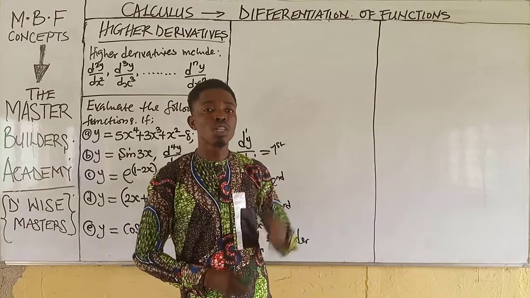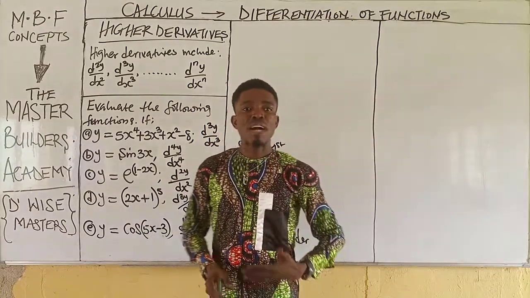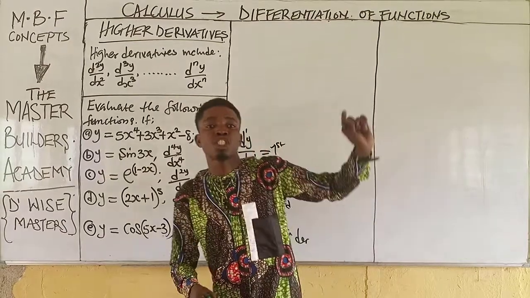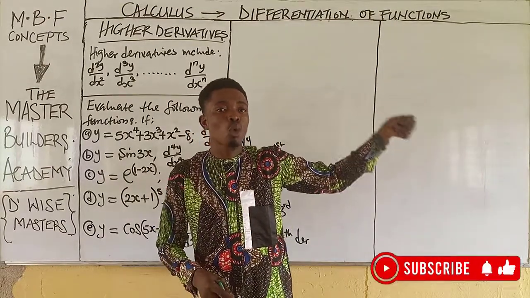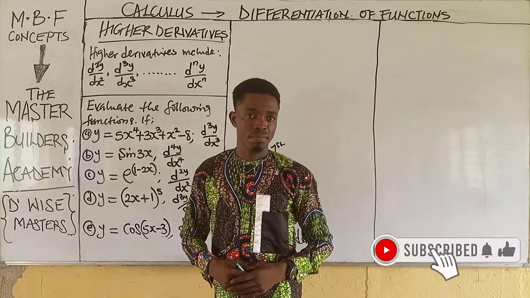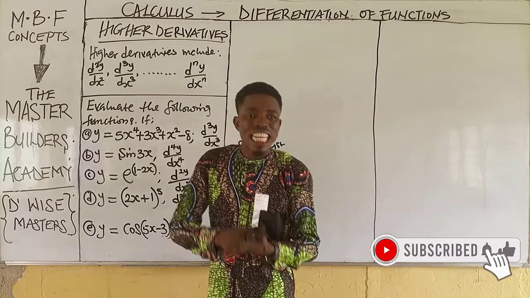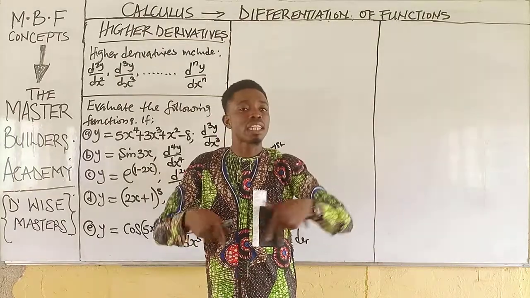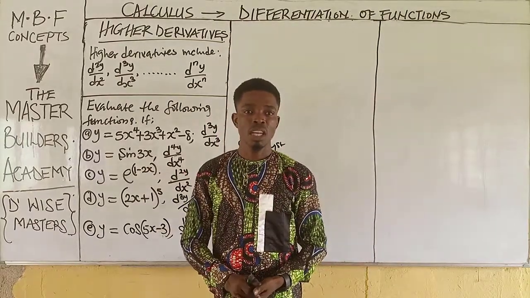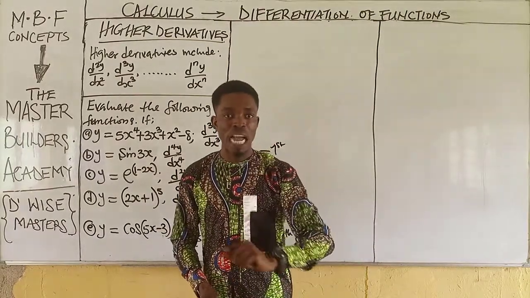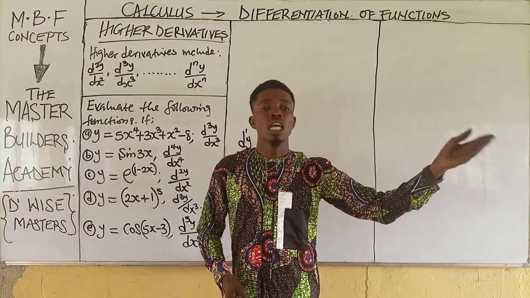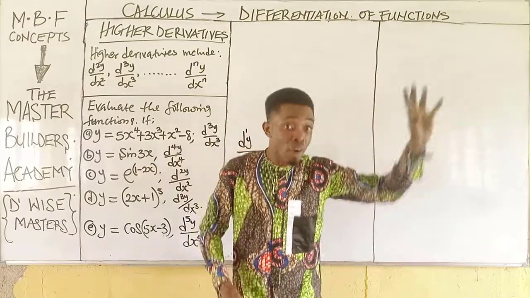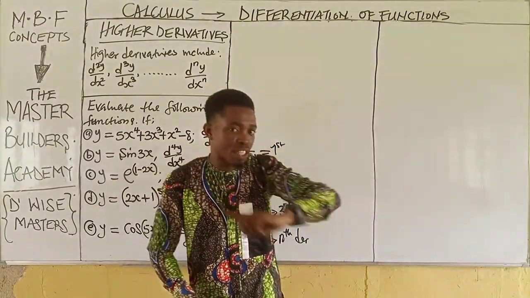Now, what else do you need to know? Understand that if I have the first derivative and want to obtain the second derivative, I will differentiate the previous derivative to get the current derivative. Listen carefully. To get the next derivative, differentiate the previous derivative, then you will get the next. It's just like that. So if I want to get the second derivative, I will differentiate the first derivative. If I want to get the third derivative, I will differentiate the second derivative. If I want to get the fourth derivative, I will differentiate the third derivative.